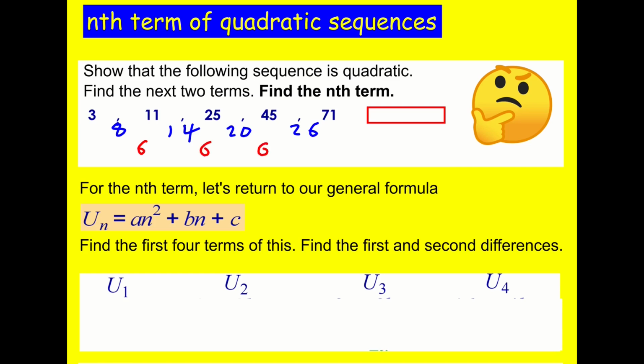I could write a conclusion. The second difference is constant, so it's a quadratic sequence. Find the next two terms. Well, we know that it will continue. If it's a quadratic sequence, it will continue like this.